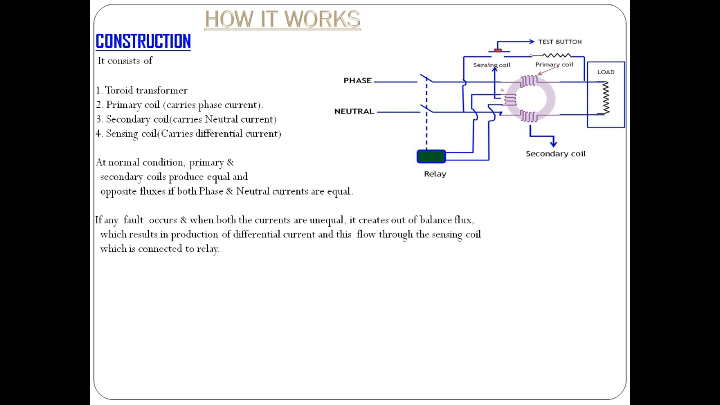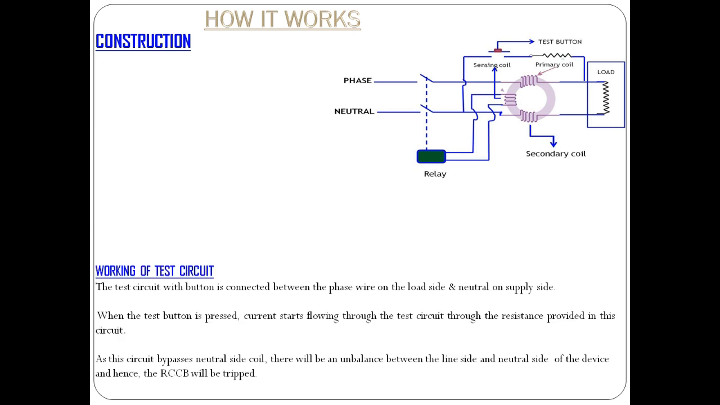With this we also have a test circuit for checking the condition of the RCCB periodically. A test button is also provided, and now we will discuss how this test button works. In this case, after the primary coil, a resistor is connected and given to the test button, and another lead of the test button is given to the neutral. What happens here? This wire bypasses the secondary coil. One of the leads that come to the test button bypasses the secondary coil.